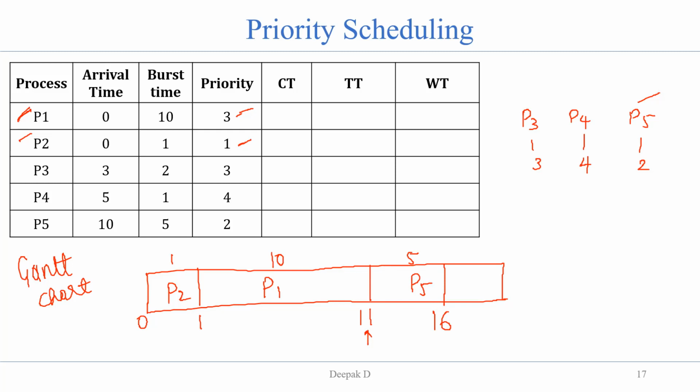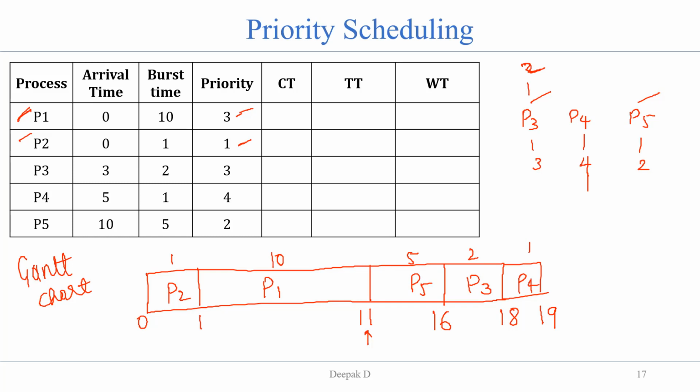The next priority is P3, which is having the burst time as 2. So it is P3 and it is 18, and the last is the process P4, which is having the least priority of any other process, and the burst time is only 1. So now it is completed at 19th millisecond. So this is the way how we draw the Gantt chart.